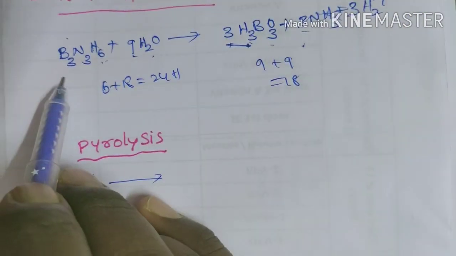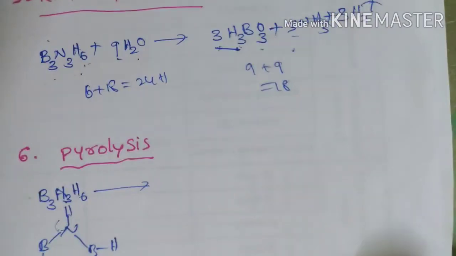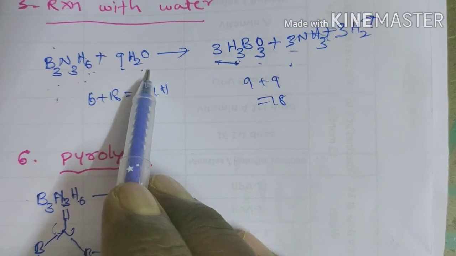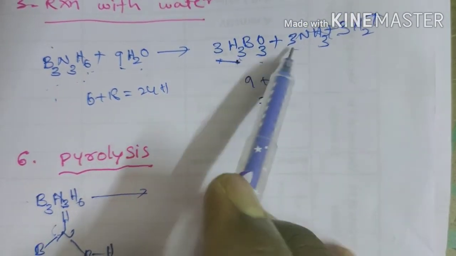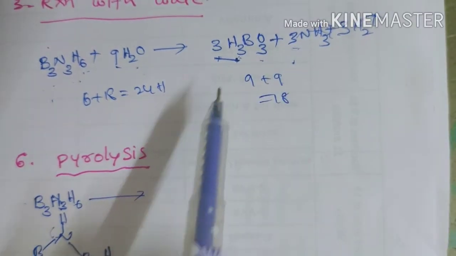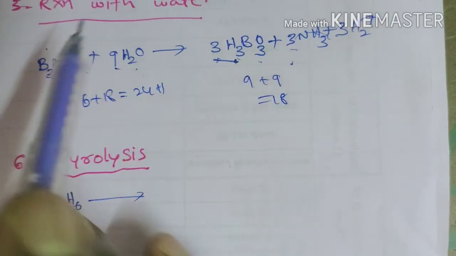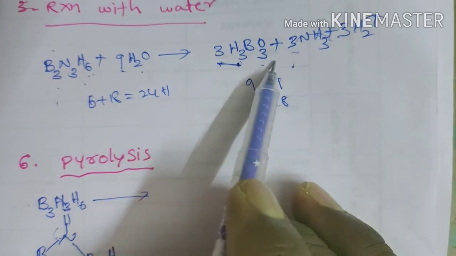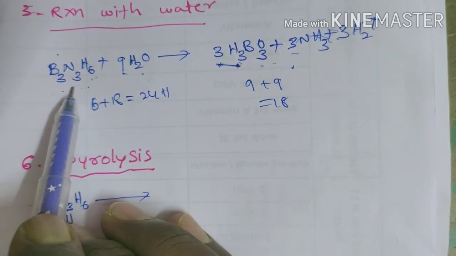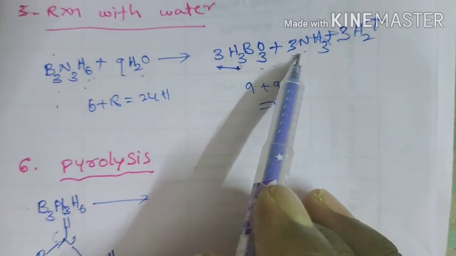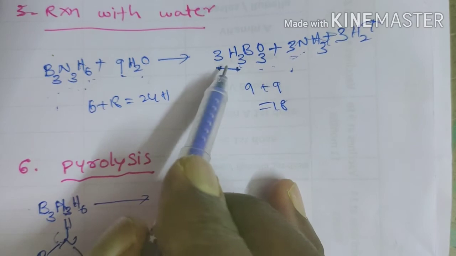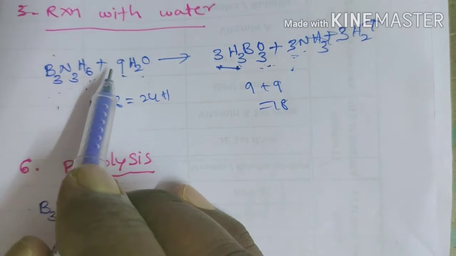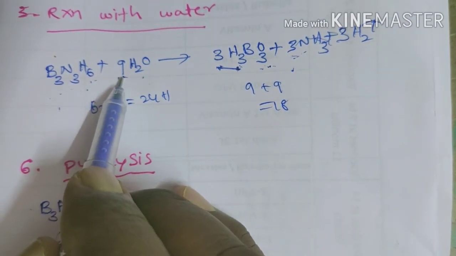Borazole or borazine formula is B3N3H6. Whenever this borazole is heated with water, it gives three types of products. They are boric acid, ammonia and hydrogen gas. And it is very easy to balance this equation. In borazole or borazine, we have three boron atoms, so we write three boric acid molecules. And we have three nitrogen atoms, so we write three ammonia molecules. Now we count the number of oxygen atoms. Here 3 into 3, 9 oxygen atoms are there. Water is the substance that provides the oxygen atoms, so we write 9.